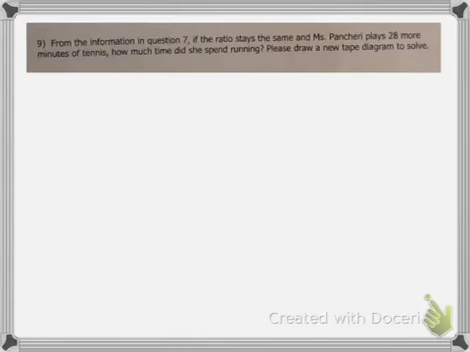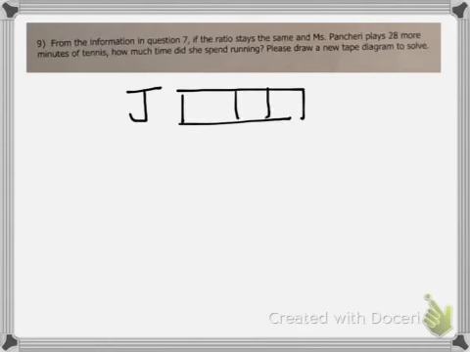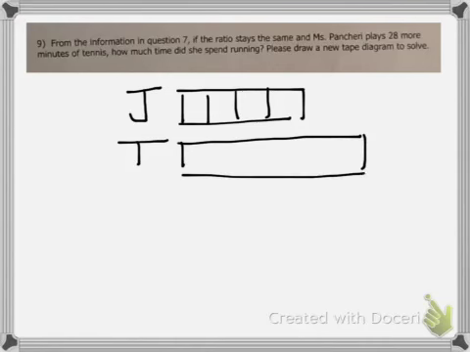Number 9. We're using the same ratio again. Jogging is 4, and tennis is 6. And again, I'm trying to line up those 4. For the first 4 of tennis, just underneath the jogging. And if the ratio stays the same, Miss Pancheri plays 28 more minutes of tennis. How much time did she spend running?